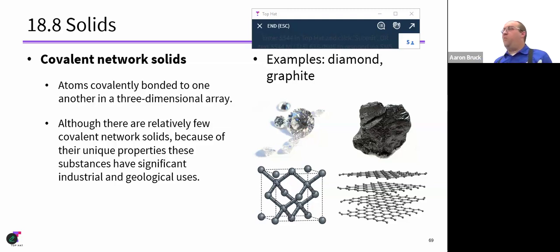Now, the thing about network solids, there aren't many of them. There just aren't. They're mostly fixed to things that are non-metallic, that have a way of relating to each other in some kind of way. For the most part, they just don't exist in a lot of different ways.